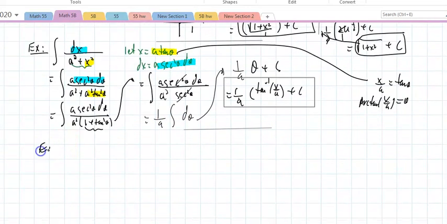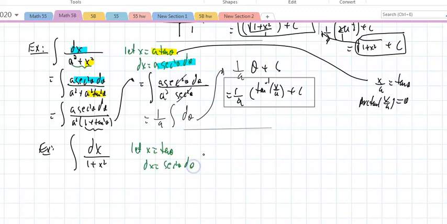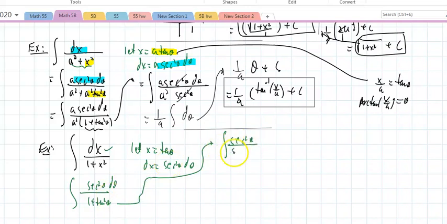Another example. If I integrate dx over 1 plus x squared, again, we know that's inverse tangent. Let x equal tan of theta. dx is secant squared of theta d theta. So this is the integral of 1 plus tangent squared of theta, and dx is secant squared of theta d theta. This is quick. So that's the integral of secant squared of theta over 1 plus tangent squared, which is secant squared of theta d theta.